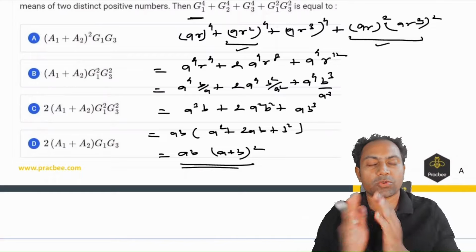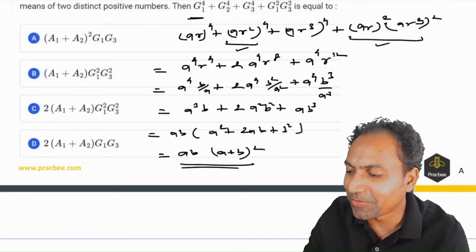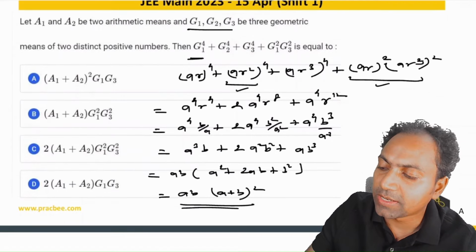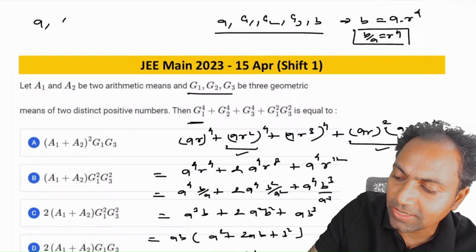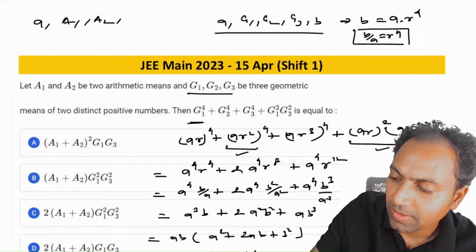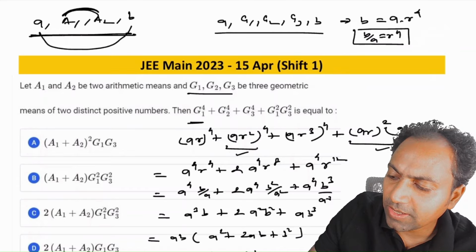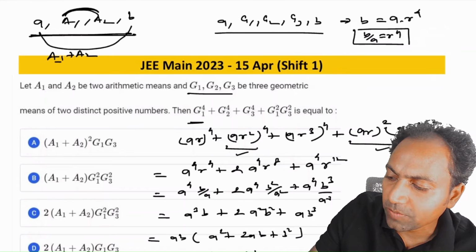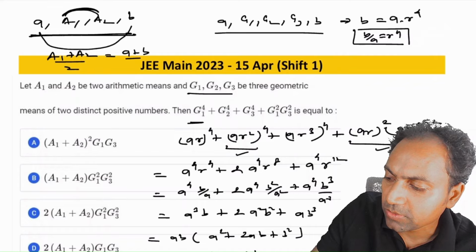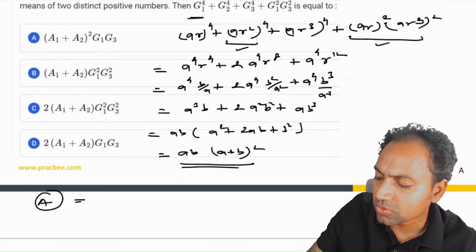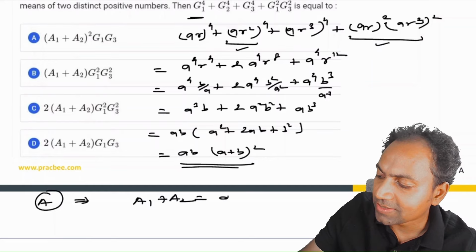Now you can just look into the options and get the answer. How? Because we have a property that if I take the mean of terms equidistant from the ends. Now let us see this in terms of arithmetic means. So this is what we have in terms of arithmetic means. If I take the arithmetic mean of A1, A2, it is going to be equal to the arithmetic mean of A, B. So A1 plus A2 by 2 will be equal to A plus B by 2. So if I just look into my option A, I can directly get my answer. So option A, if I look into it, A1 plus A2 can be written as nothing but A plus B.